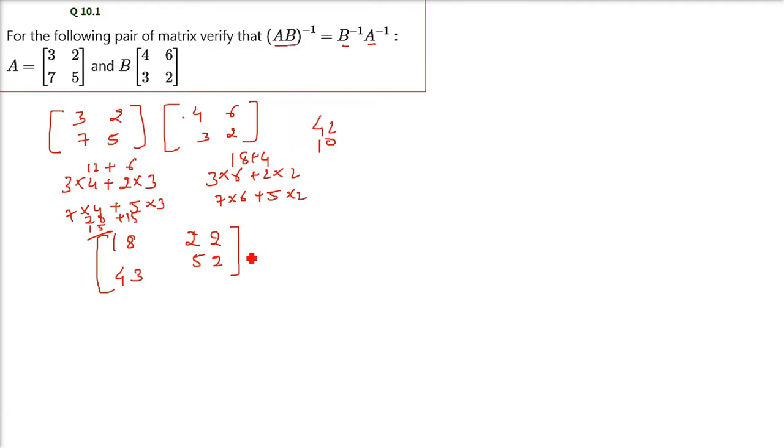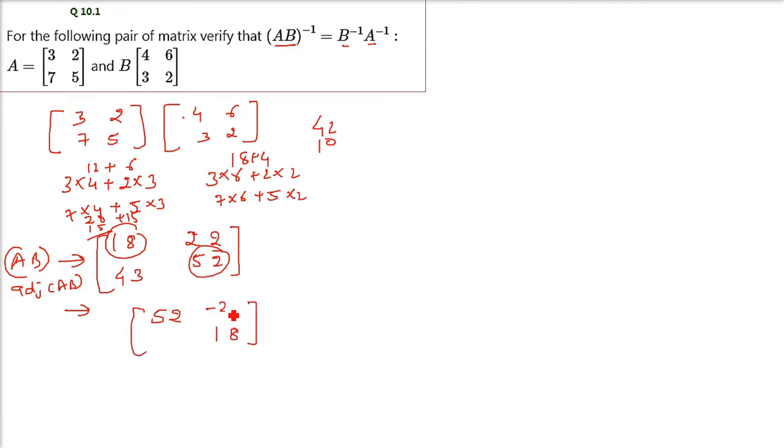We have to take the inverse of this matrix. Inverse is what? First we have to find the adjoint. AB by itself is a single matrix, but it was the result of A into B. For the adjoint you have to exchange the two values, 18 and 52, and then change the signs of minus 22 and minus 43. So this is your adjoint of AB, but we still need to find the inverse. Adjoint of AB divided by determinant of AB is going to give you AB inverse.